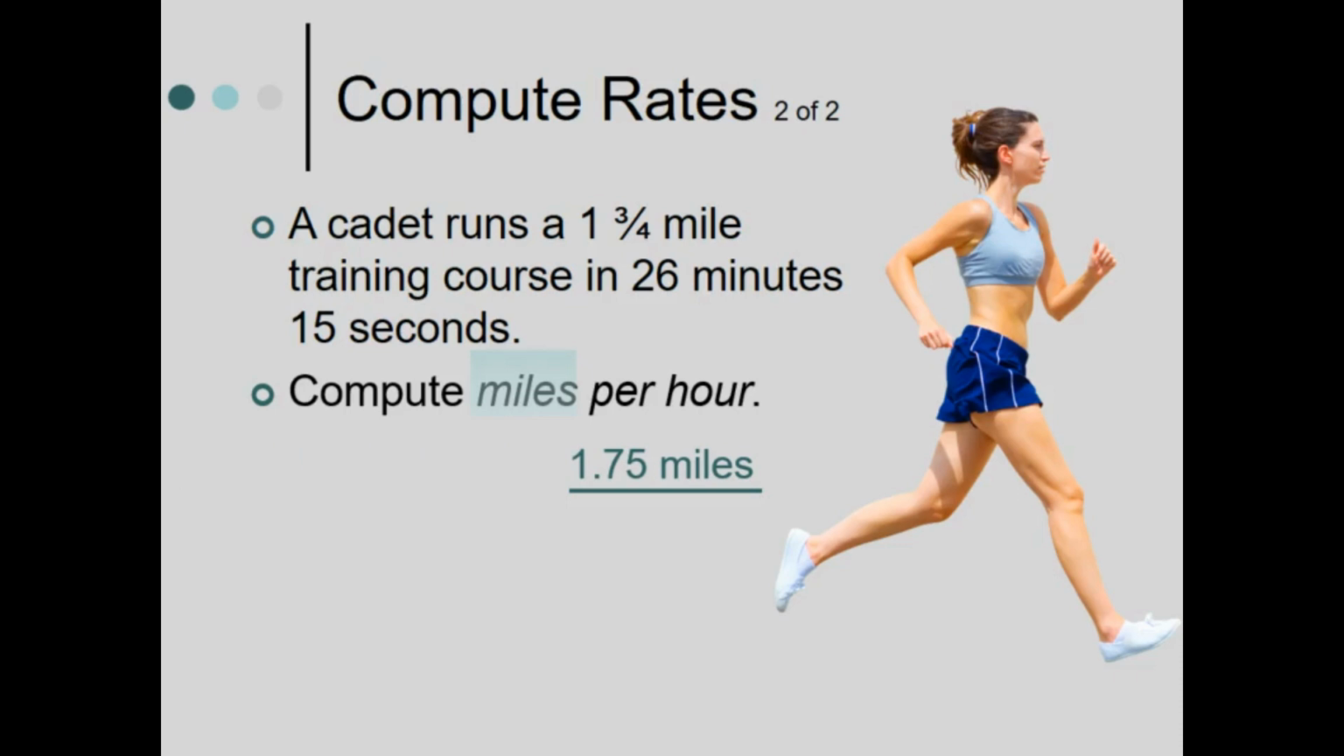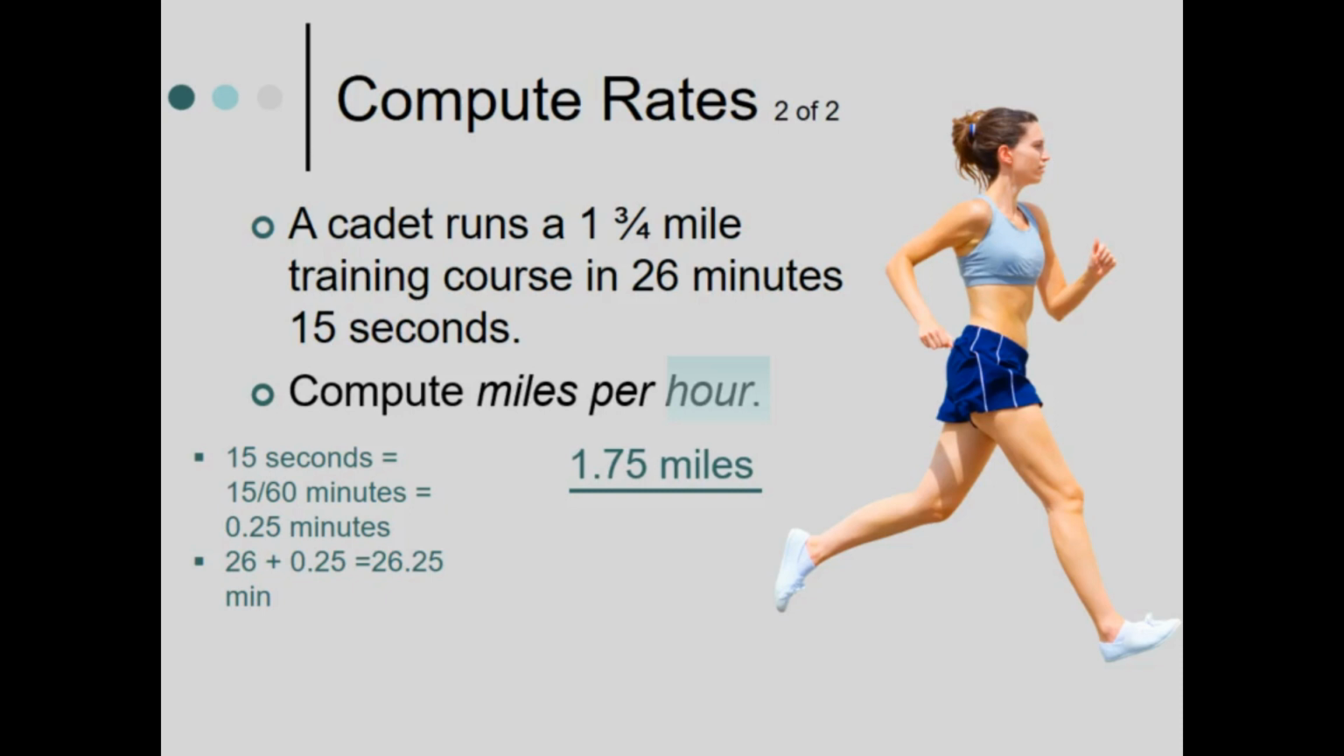The time in the denominator for this rate is hours, and the problem is giving us mixed times, neither of which is hours. So we need to do a little bit of prep work here and convert. To begin with, the 15 seconds would be 15/60ths of a minute, 1/4, or the decimal equivalent of 0.25. Add that to the 26 minutes. We now have 26.25 minutes.